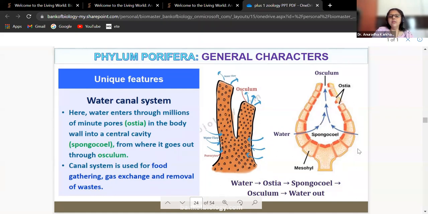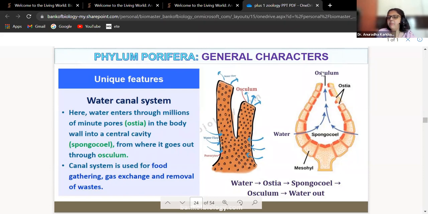So you can see the water is entering inside through the ostia, into the central cavity, which is called the spongocoel. From where it goes out through the osculum. See, for the water to come in there are so many tiny spaces. But to let out the water, there is only one opening called the osculum. This osculum is a single opening through which the water will be thrown out. And ostia are several millions of openings through which the water will enter. Because of these pores, the entire sponge looks porous.